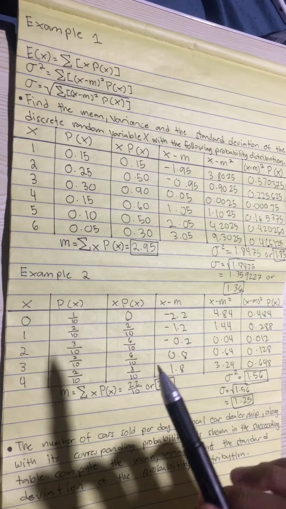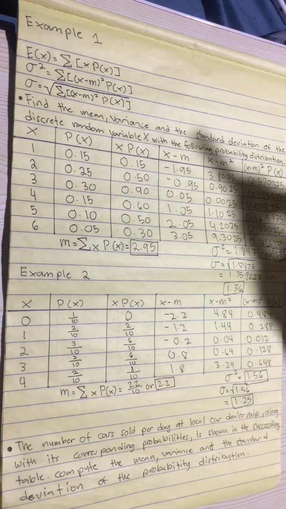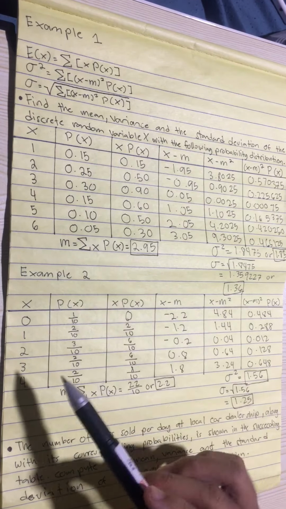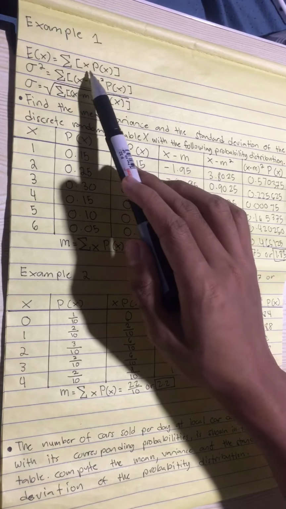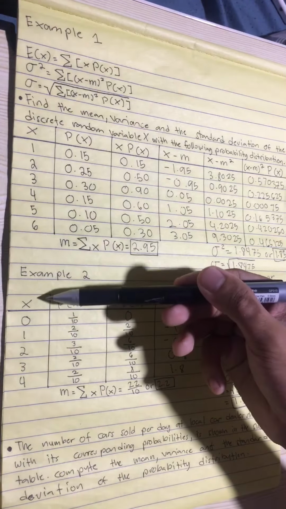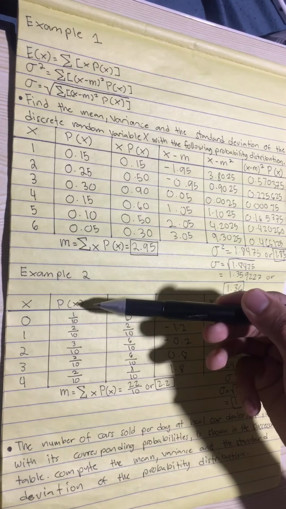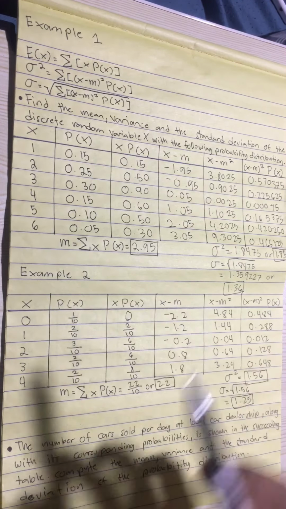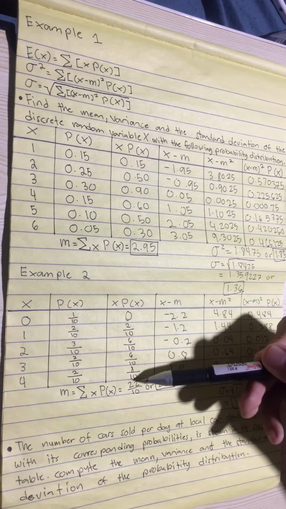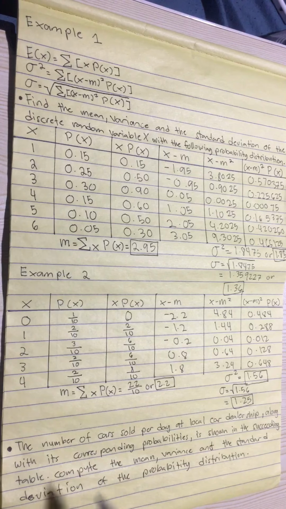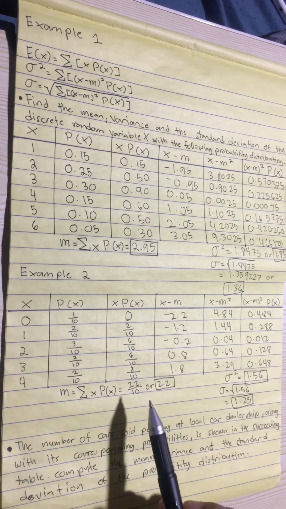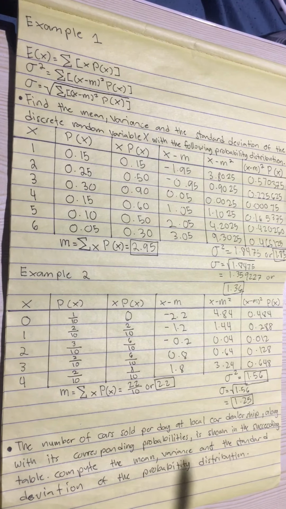Example number 2, same process and same formula to be used. For getting the mean again, we just need to multiply the value of x and the value of p of x. Right here, the x column and the p of x column are needed to multiply so you are able to get the mean and do the summation. So for example number 2, we have the answer for the mean of 22/10 or 2.2.